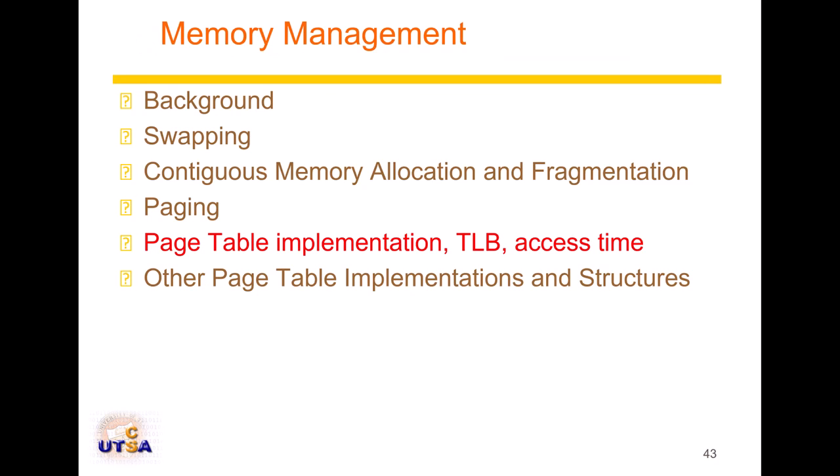Okay, I would like to stop here, and next time we will see how the page tables can be implemented and how we can improve the access time, because this was one of the major problems with the paging. For every memory access to access each data, now we need at least two memory accesses, and that will definitely slow down our processes, and we'd like to see how we can speed up memory accesses effectively.